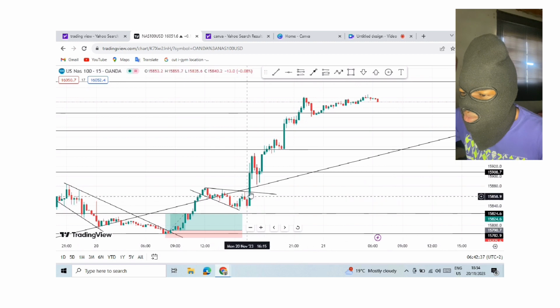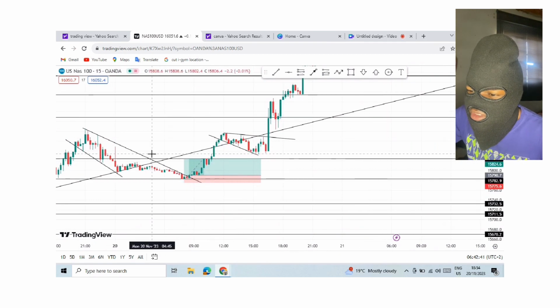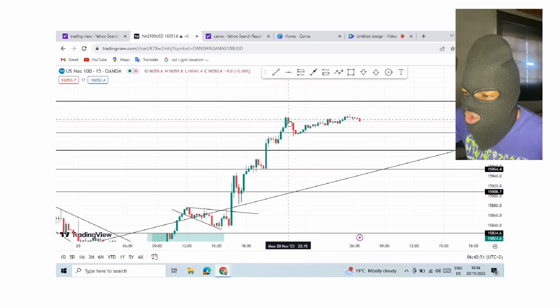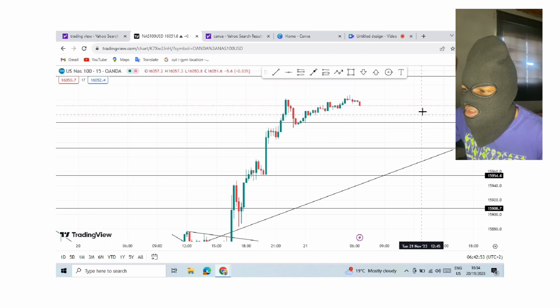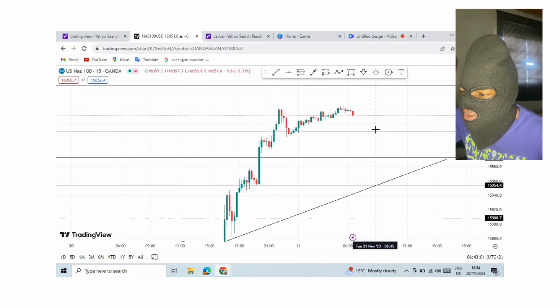As you can see, we have an impulse to the upside. These are the things we call fake breakouts, or false breakouts. As you can see, the price broke this trend line, but it went back into the trend line again. It went to the upside, and as you can see right now, we are still going to the upside, and then maybe we're going to get that correction here.